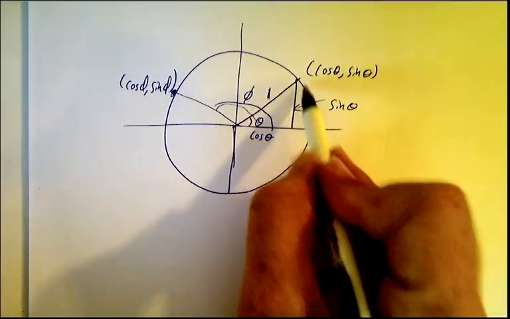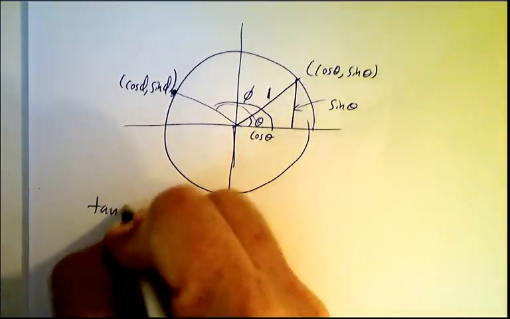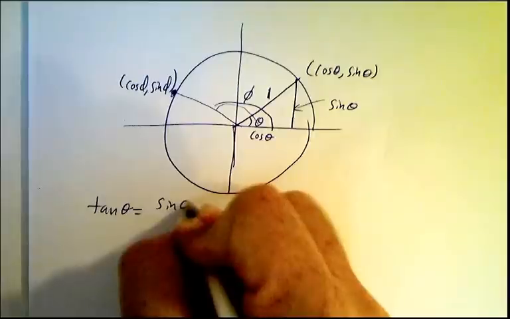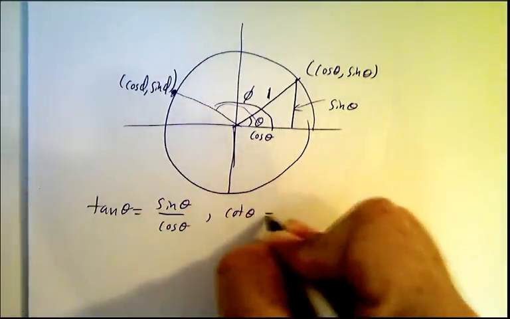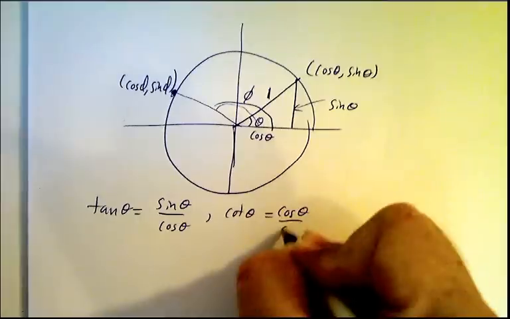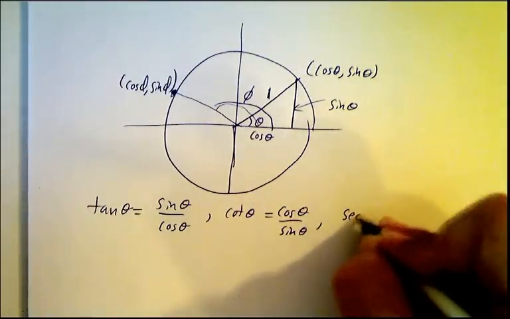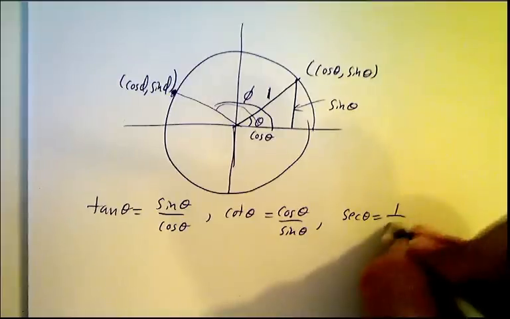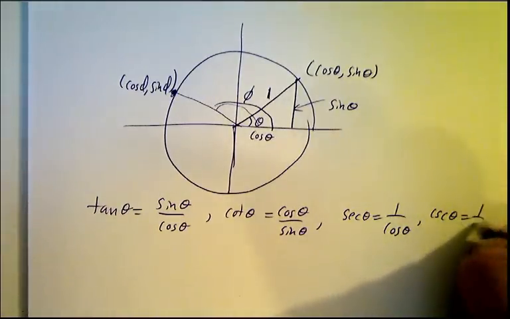So the cosine and the sine tell you where you are around the circle. Tangent is always sine over cosine. Cotangent is cosine over sine. Secant is 1 over cosine. And cosecant is 1 over sine.